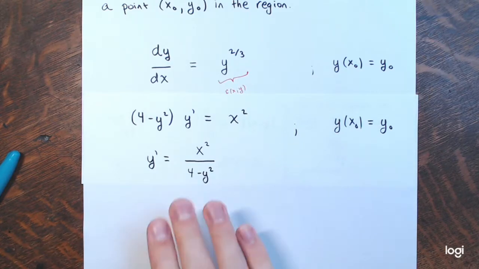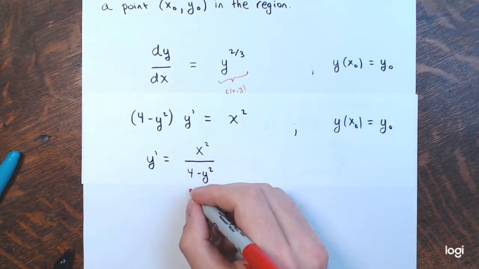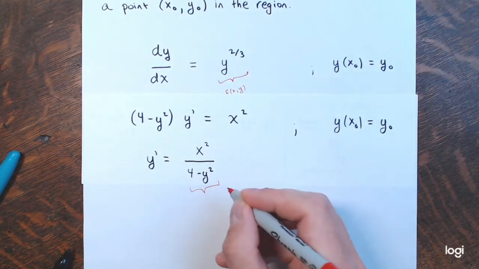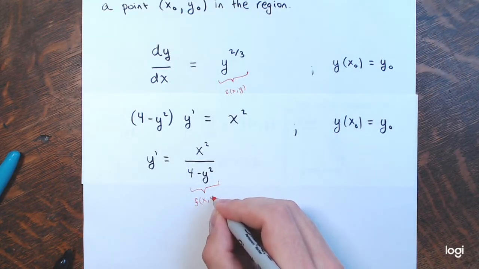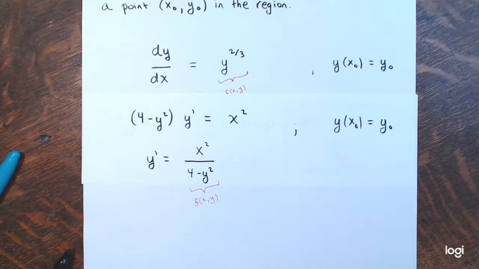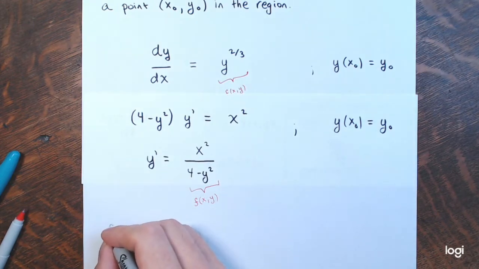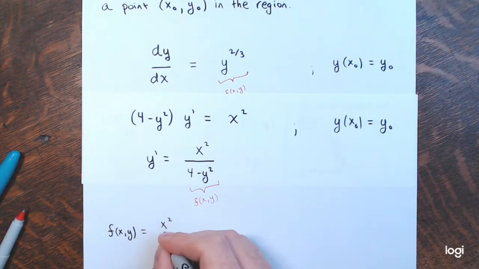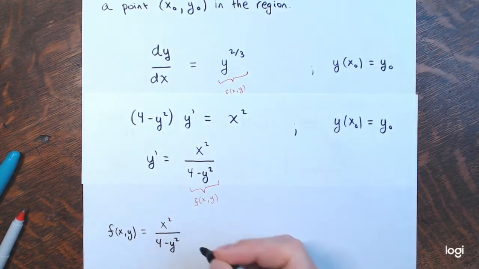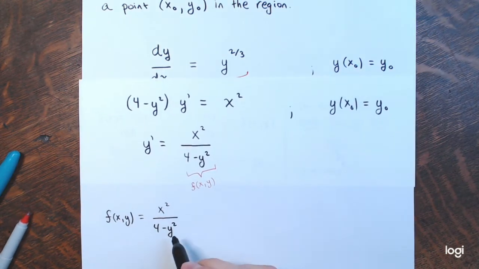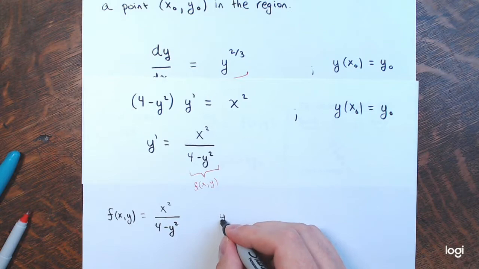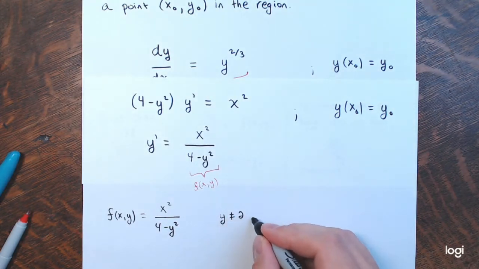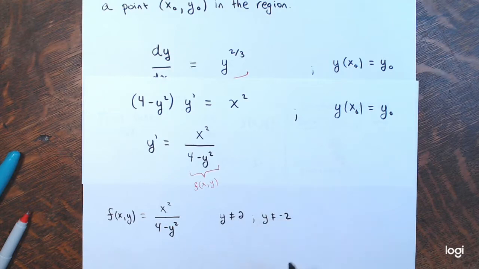And now I have it in that form. This x squared divided by 4 minus y squared is going to be my f(x,y). And then we'll take the partial with respect to y. So f(x,y) equals x² / (4 - y²). And hopefully you can tell that y cannot be 2 or negative 2, because if y were 2 or negative 2, you'd be dividing by 0 here.